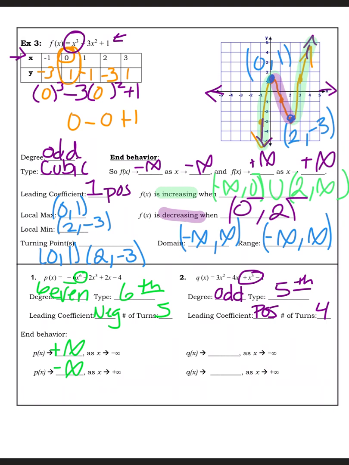Alright, so q of x goes to negative infinity as x goes to negative infinity, and then q of x is going to go to positive infinity. So your y values are going to go up as your x values go up.